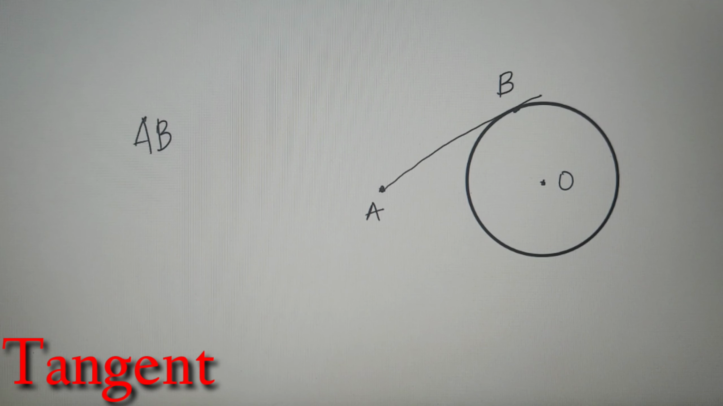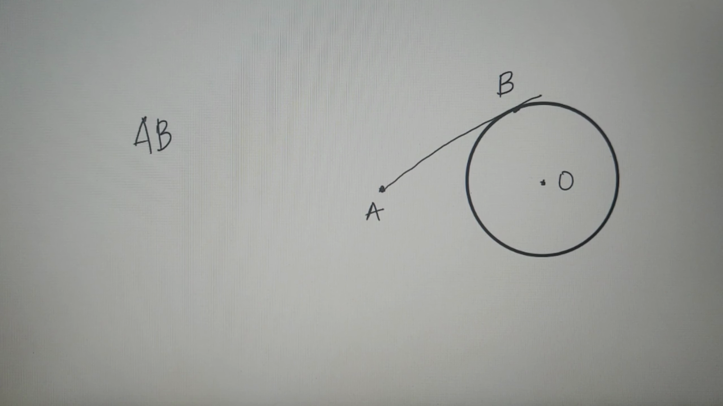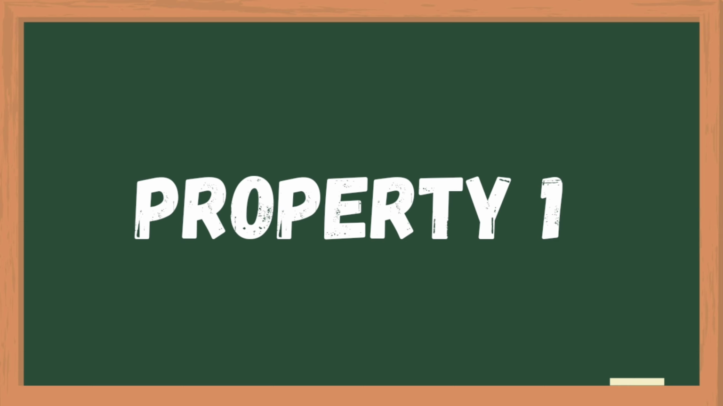So this was the most basic and simple explanation of what is a tangent, and now let's check what are the properties of a tangent. So moving on to the properties of tangents, let's discuss them one by one. So for this, let's take a circle and let's take the center as O.